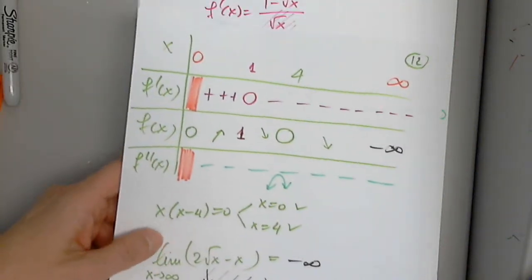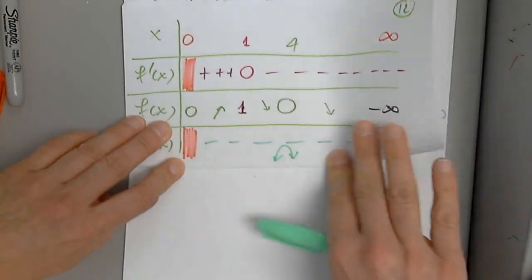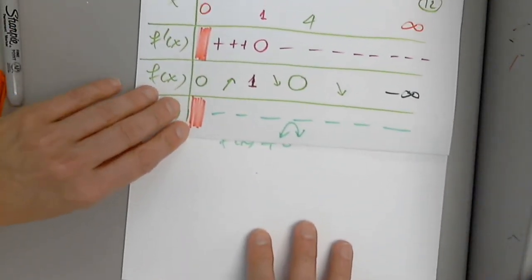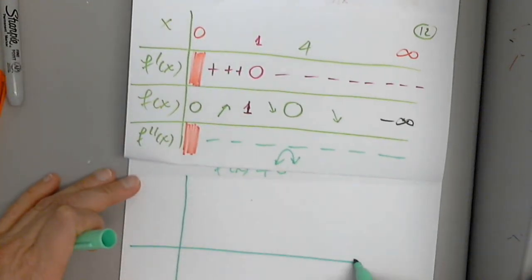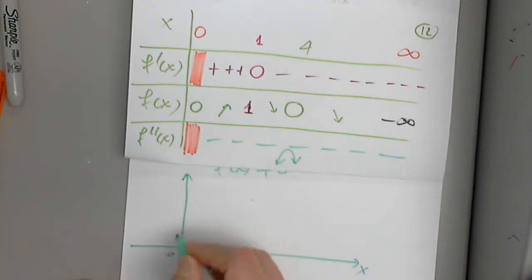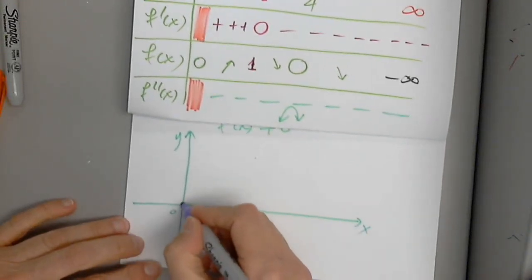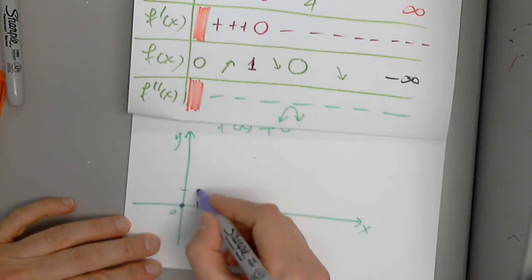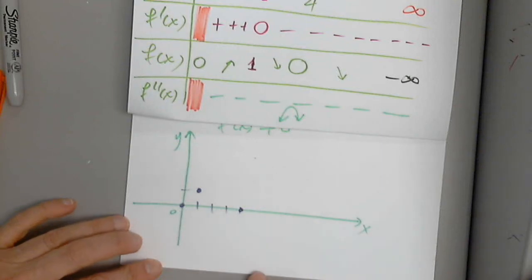I didn't even talk about symmetry because the function is defined on 0 to infinity. It would be a waste of time. There is no symmetry here. Ready? We only care about the table, and everything happens from 0 to infinity. We don't care about the negative side. I will plot 3 points: 0, 0; 1, 0; and 4, 0.